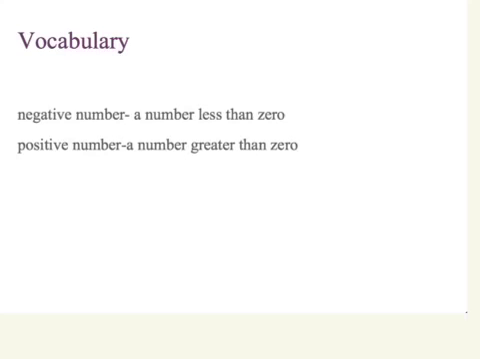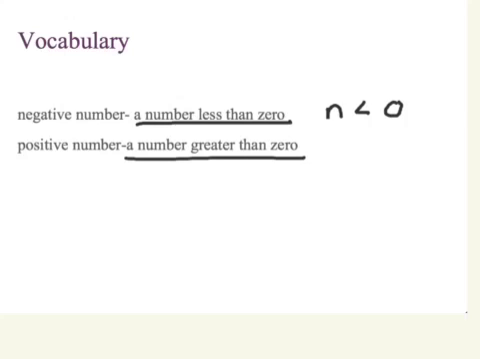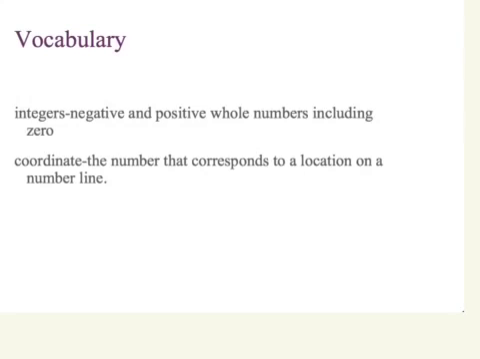The first two vocabulary terms refer to negative numbers, and those are simply numbers that are less than zero, and positive numbers, those are numbers that are greater than zero. Sometimes you might see n is less than zero, that means negative numbers, or n greater than zero, and that refers to positive numbers.